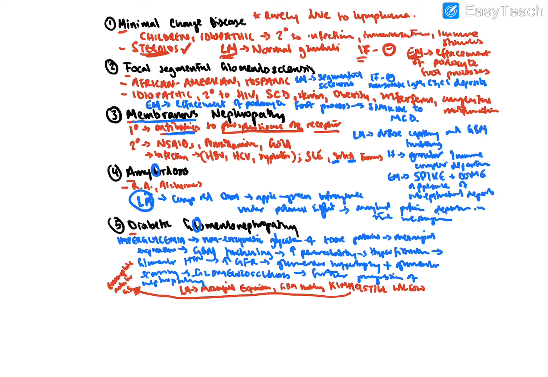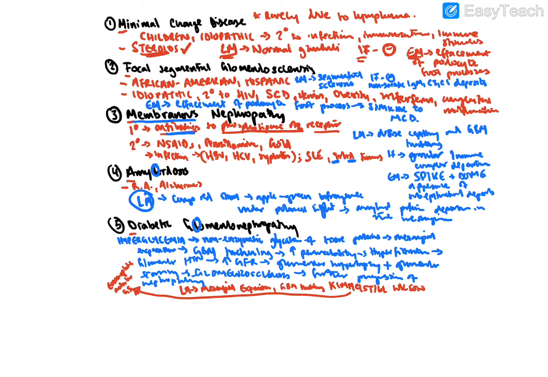Membranous nephropathy can be primary or secondary, primarily due to antibodies to the phospholipase A2 receptor, or it can be secondary to drugs such as NSAIDs, penicillin, or gold, infections such as hepatitis B, hepatitis C, or syphilis, or it can be due to SLE and solid tumors. So what are the features?